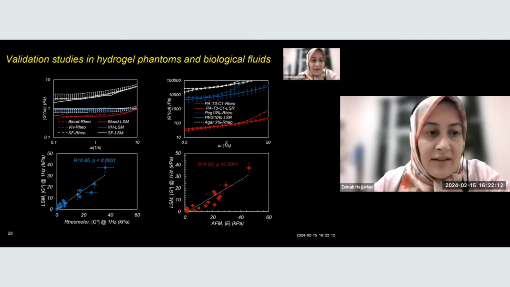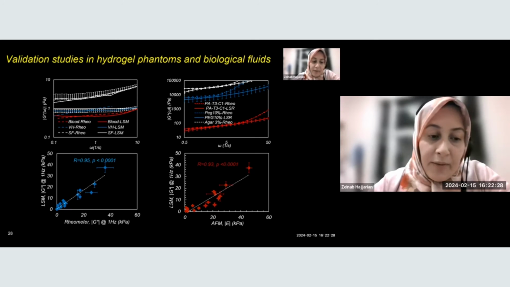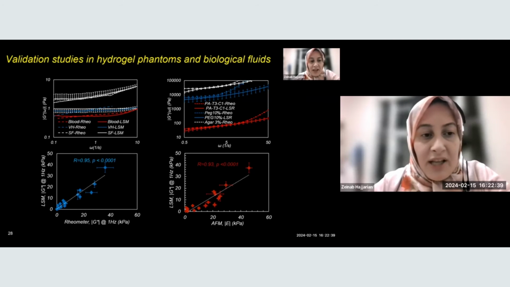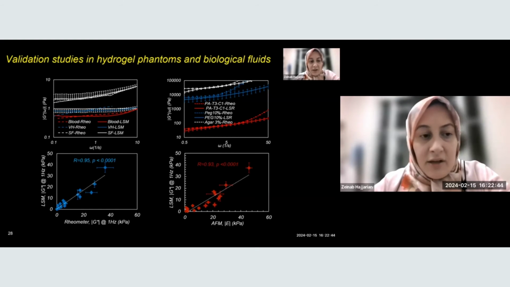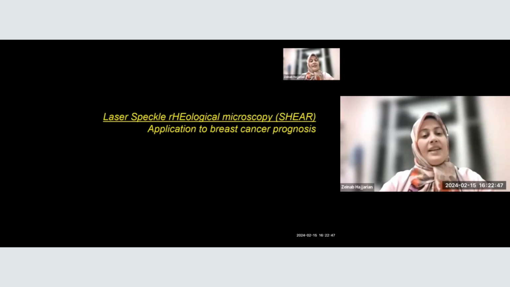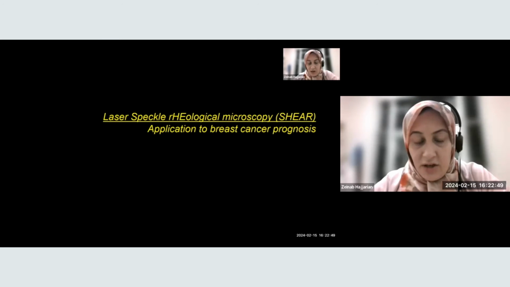Going back to our phantom models, basically having figured out the entire cycle of measuring the shear viscoelastic modulus from speckle fluctuations, we validated our measurements in various biological fluids and phantom gels and compared them with rheometer measurements and also atomic force microscopy. And we were pretty happy with the correlations and significance of these measurements. So we were pretty happy that what we are measuring correlates with what we would get from a standard mechanical testing device. Having validated the technology, we decided to move it to the clinical setting.